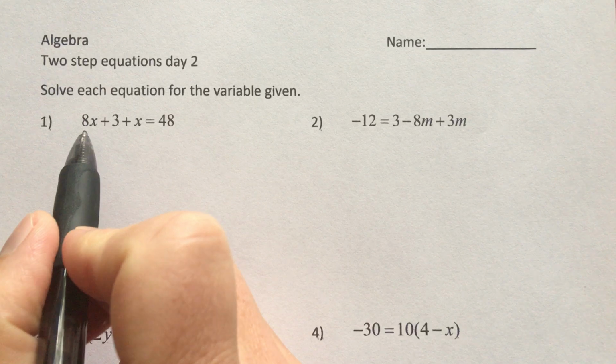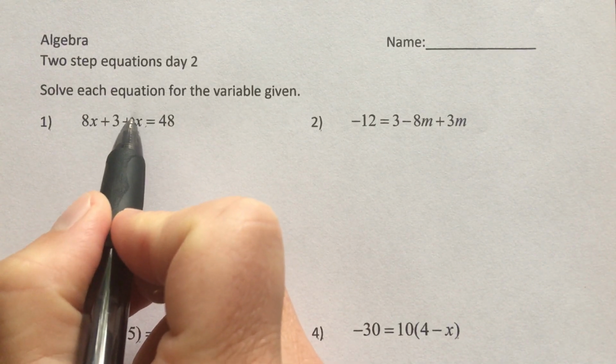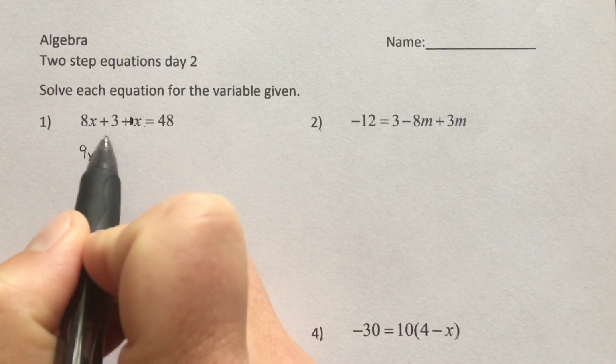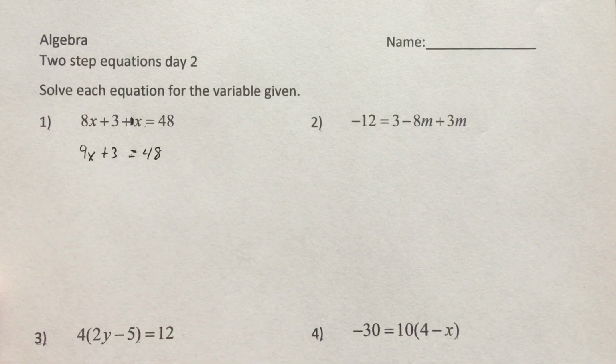So for number 1 here, we've got 8x and we have an x. We want to put those together. This is like 1x here. So when we put that together, we're going to have 9x. We still have our 3 equals 48, all right?